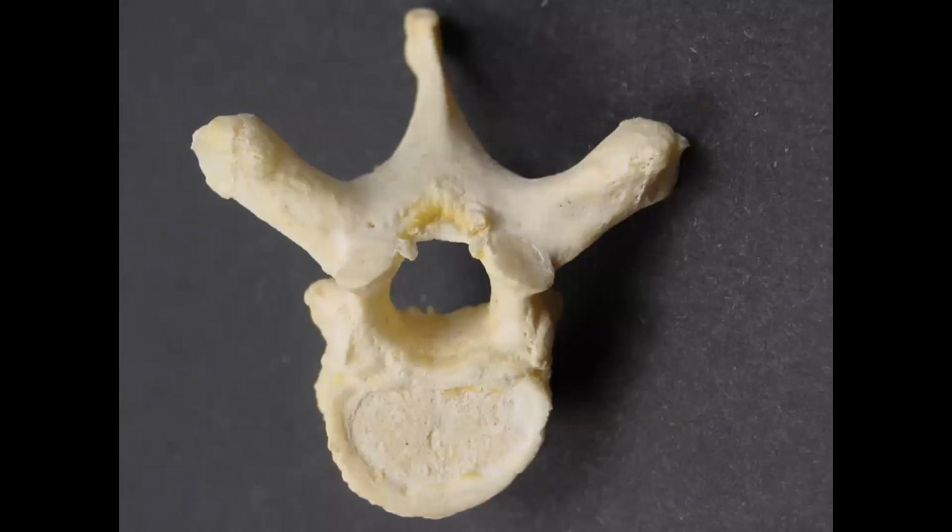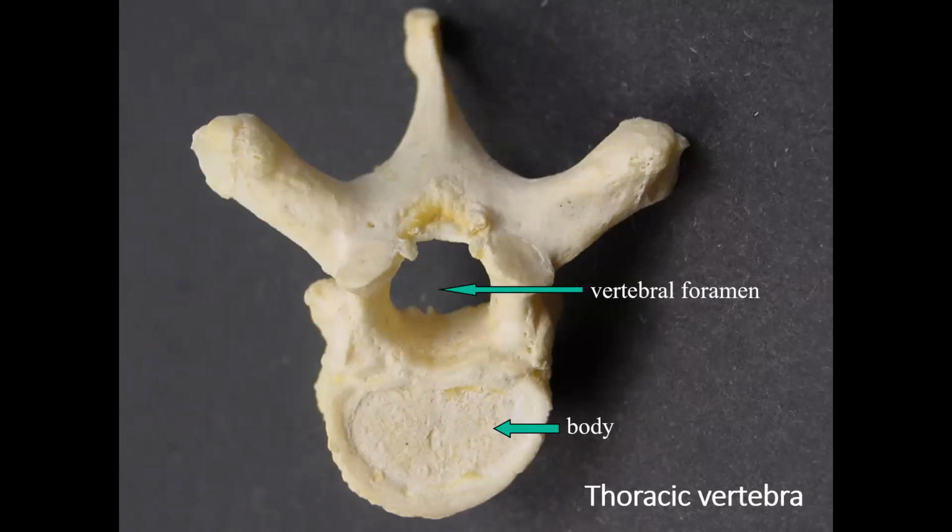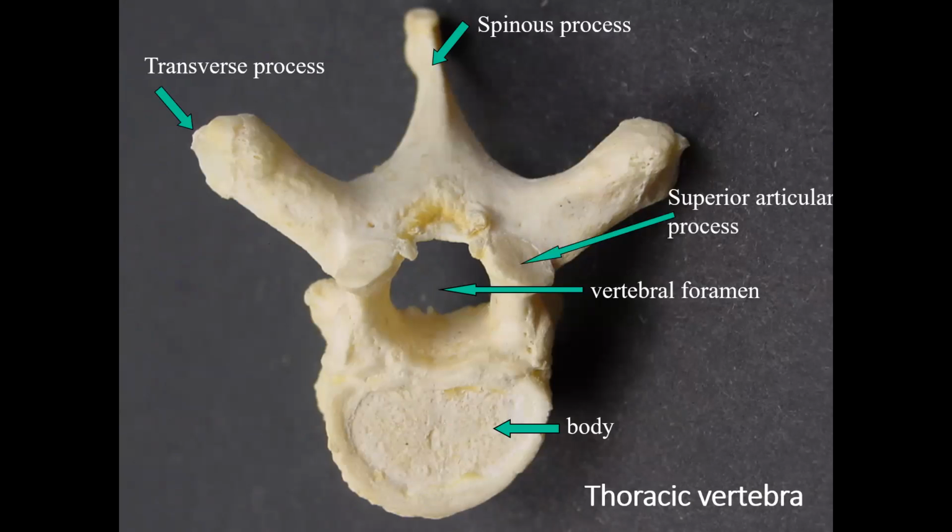Another illustration here of a thoracic vertebrae. Now we're looking straight into it. There's the body right in the center. There is the vertebral foramen for the passageway of the spinal cord. There's the spinous process. There are the two transverse processes. This flat area here is the superior articular process or surface. Either or, doesn't matter which one.